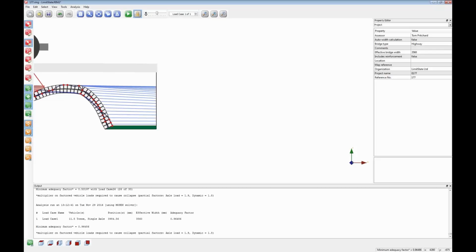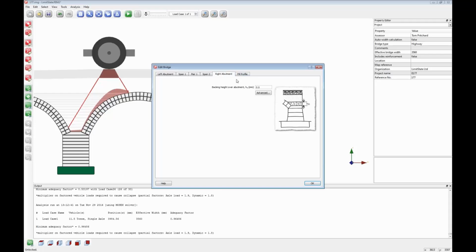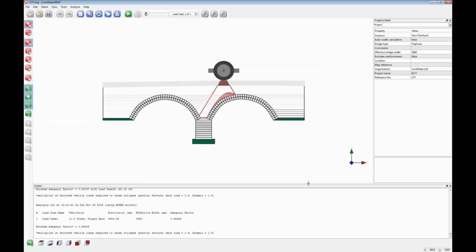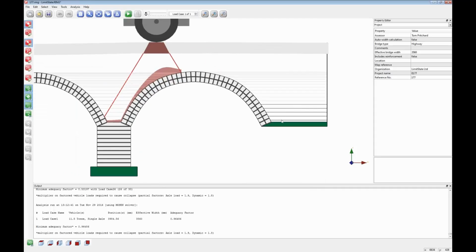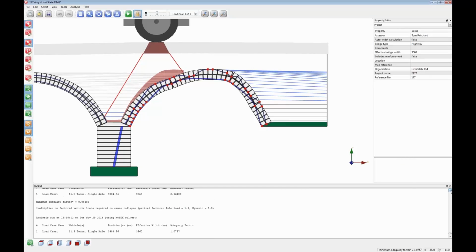Okay, just got one last question. Apologies for the fact that I'm not able to answer all the questions, but can backing be included? Yes, we can add backing. So if I go in here, say for the right, above the right abutment, I can put in a backing height of, say, I don't know, 500. And if I see that we've got backing elements there, and I solve again, you can see that actually it's increased, in this case, the adequacy factor from just below 1 to just above 1 in this particular case.